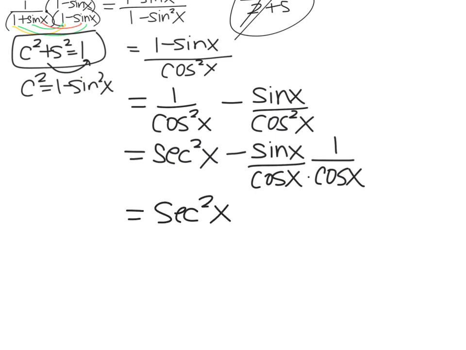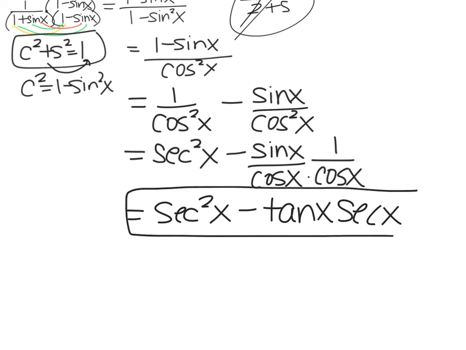Sine over cosine is what? Starts with a T. Tangent. And 1 over cosine is secant. And you're done. And I know you think, oh, but we can factor out a secant. You can, but you know what? All they wanted us to do was rewrite without a fraction. Do I have a fraction anymore? No, I don't. Why would we want to factor? So we can see it through the lens of calculus later on.